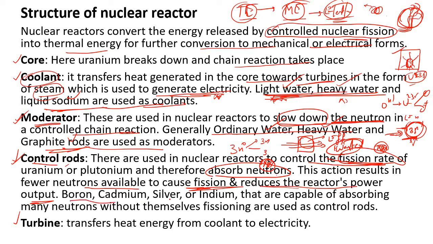So this line is very important. Boron, cadmium, silver or indium, these 4 are capable of absorbing many neutrons without themselves fissioning, and are used as control rods. Which means when these are used as control rods, they won't get split, but instead of splitting, they can absorb the neutrons. This is what we meant.